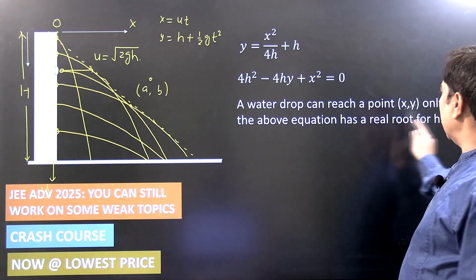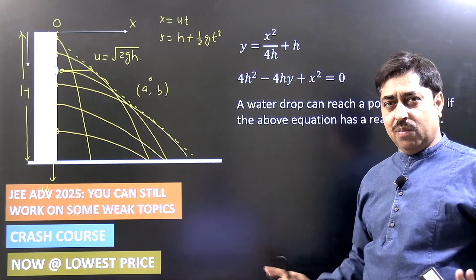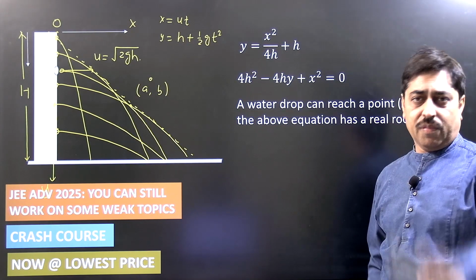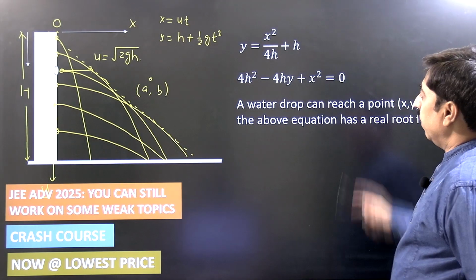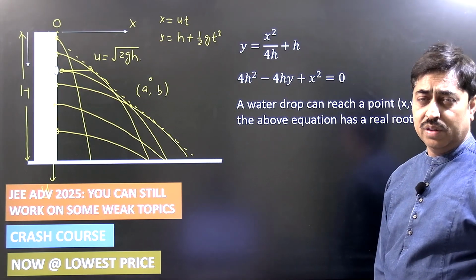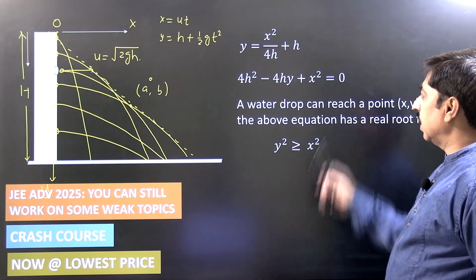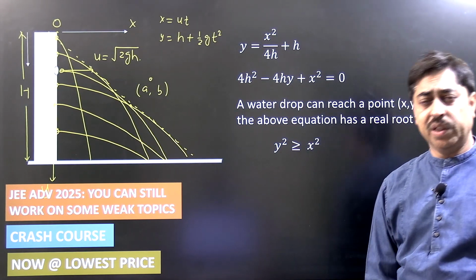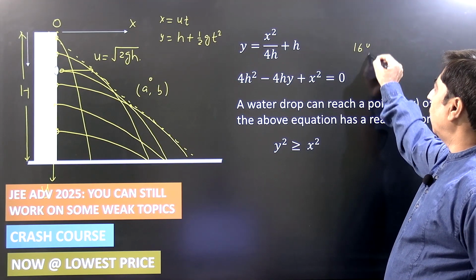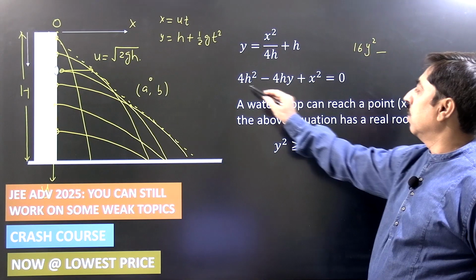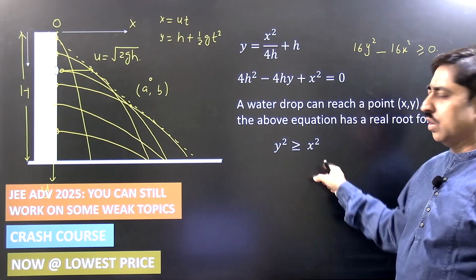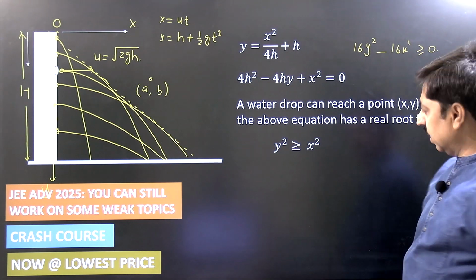So, a water drop can reach a point x comma y, or a comma b, whatever you want to call it, if this equation gives you a real value of h. So, this is a quadratic equation in h and it has to give us a real value of h, then this is possible only if the discriminant of this equation happens to be greater than or equal to 0. So, the discriminant here will be 16 y square minus 4 into 4 into x square, that is 16 x square. This is greater than or equal to 0, which means y square is greater than or equal to x square.